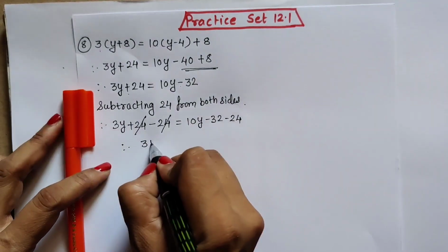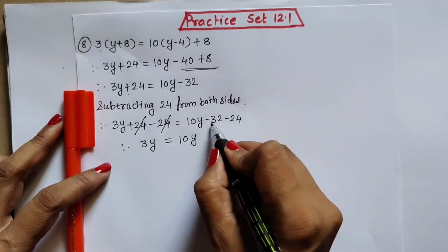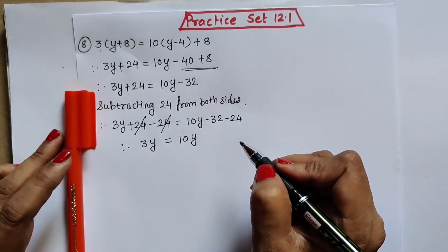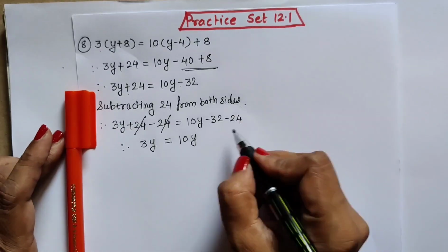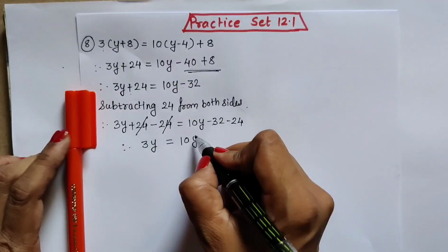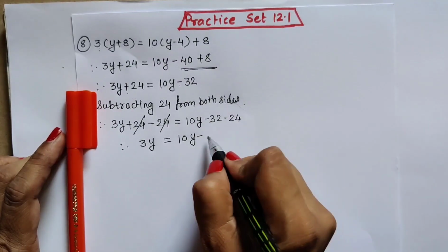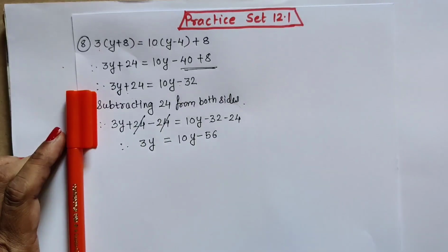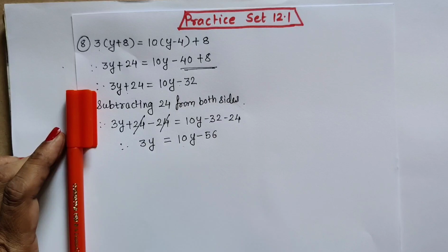Now 3y is remaining on left hand side. Right hand side 10y, write as it is. Minus 32 minus 24, both are the like terms, both are the constant term, they can be subtracted or added. Minus minus become plus, sign of bigger number is minus. 32 plus 24, what is the answer? 56.